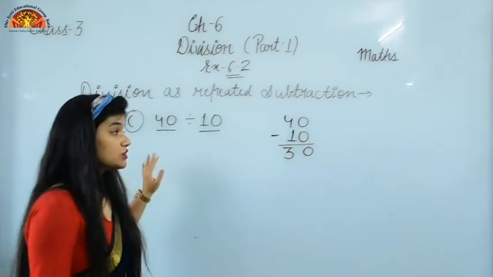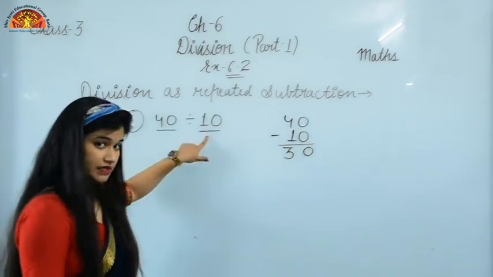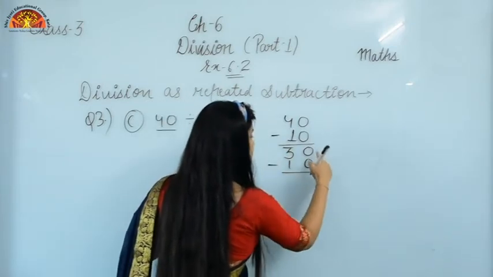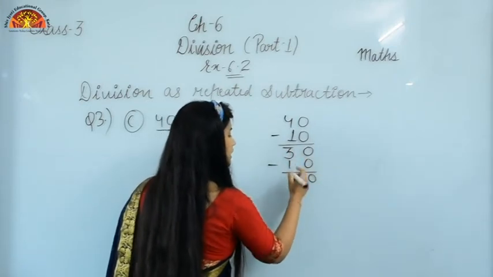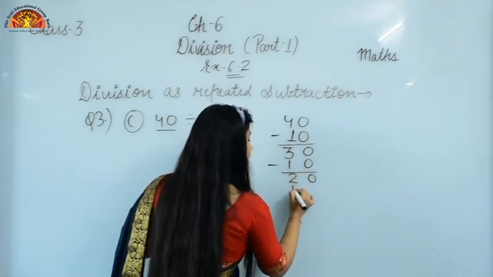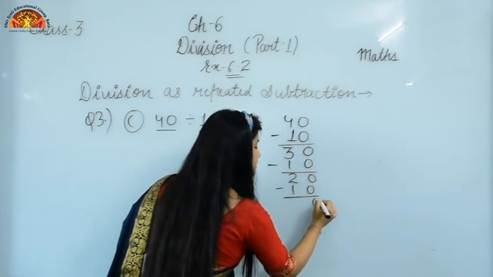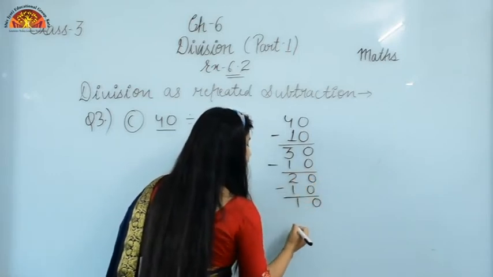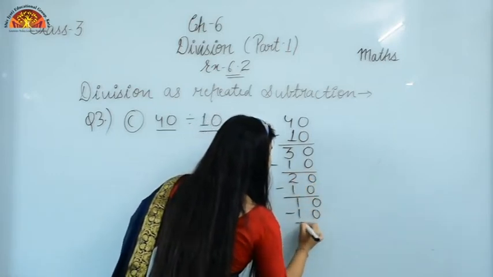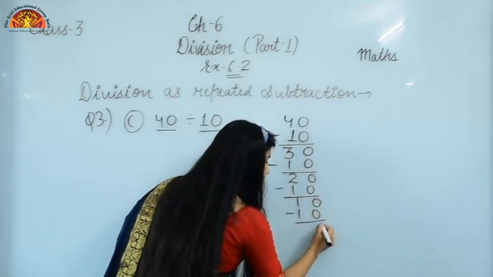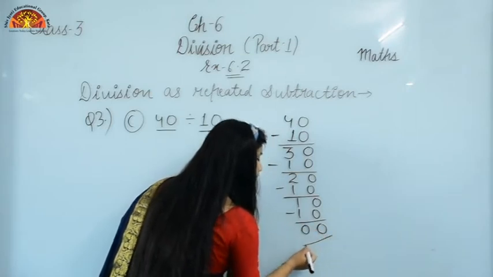Is it clear? So now again we have to subtract 10 from 30. So again look here. 0 minus 0 will be 0 and 3 minus 1 will be 2. Again we have to subtract 10 from 20. 0 minus 0 is 0. 2 minus 1 will be 1. Again we are subtracting 10 from 10. 0 minus 0 will be 0 and 1 minus 1 will be 0.